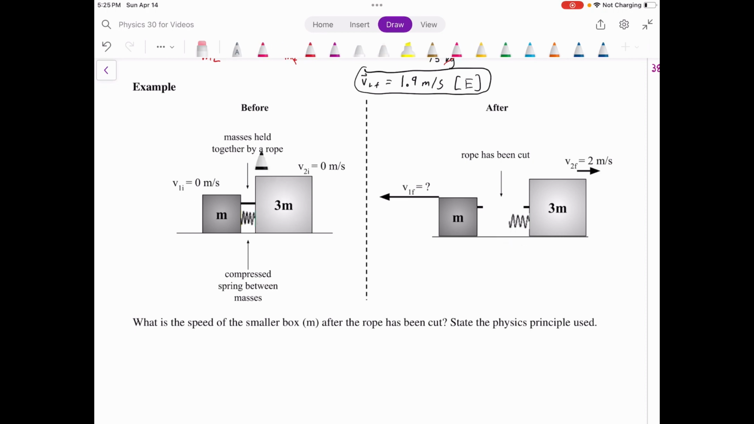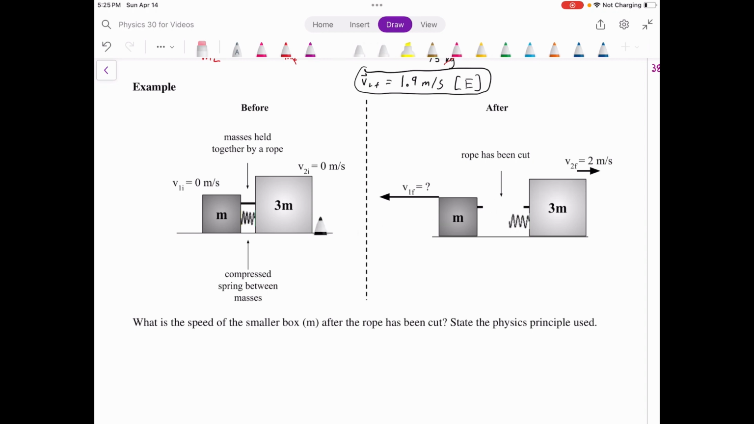We had one big object that's now split into two. So it asks us, what is the speed of the smaller box after the rope has been cut? State the physics principle used. We weren't actually given the masses here, but we were given that this one is triple the mass of this one. So if this is mass m, then this is just 3m. And we are given their velocities before and after.